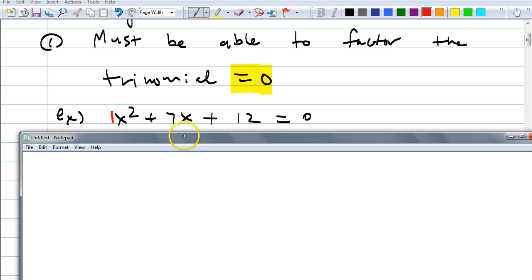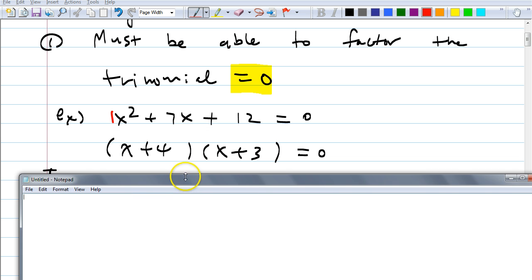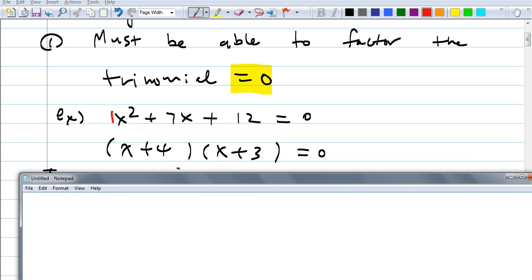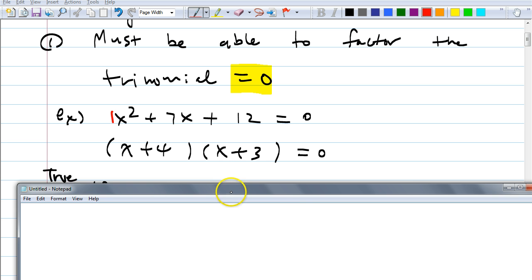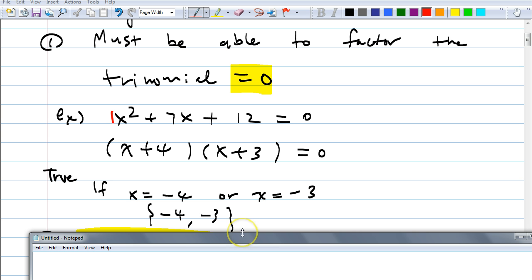x plus 3. Yeah, x plus 3 and? x plus 4. Yeah, so you see, if you could factor this, you just use factoring, right? And we know what the answer is. You don't have to write this down, but I'm just giving you an example. What I mean by this is when the trinomial equals 0, you have two answers. When is this true? Using the zero product property, when x equals -4 or -3. Okay, there we go.